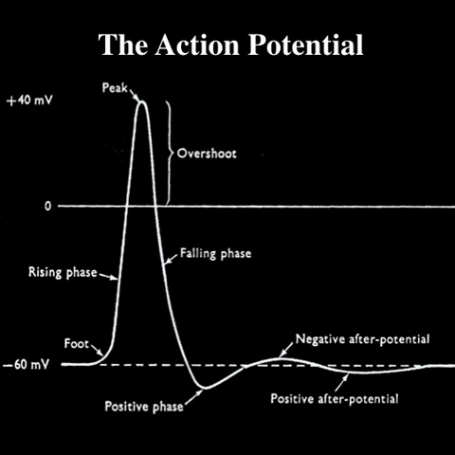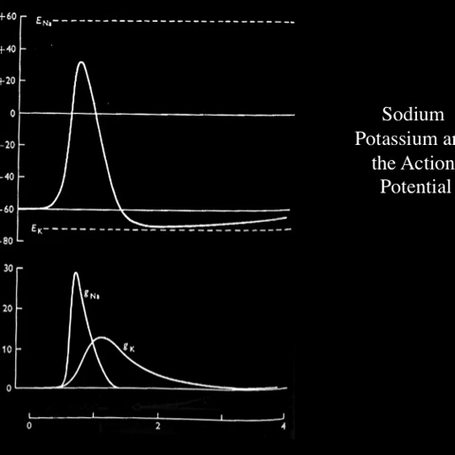So what we see when we look at the ion movement in an action potential is an initial movement of sodium ions into the cell through those voltage-gated channels, and a slightly later movement of potassium ions in the opposite direction because the membrane is usually permeable to them anyway.